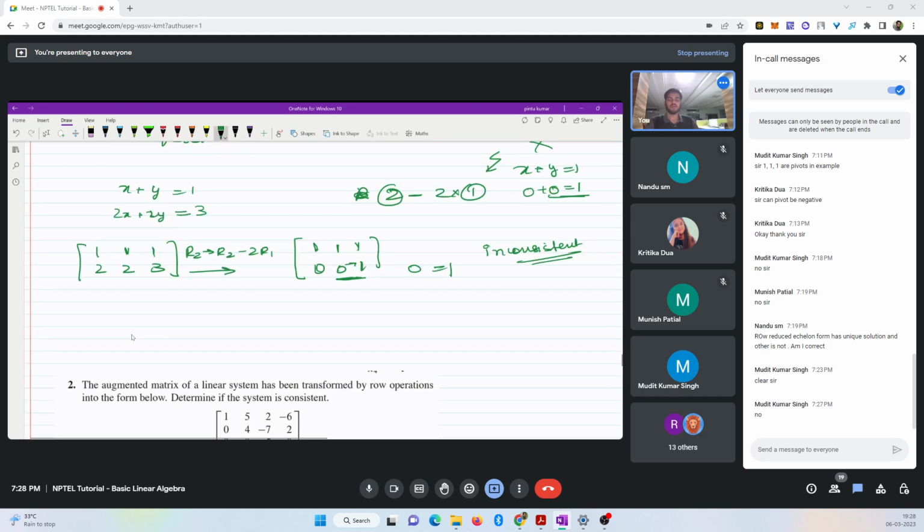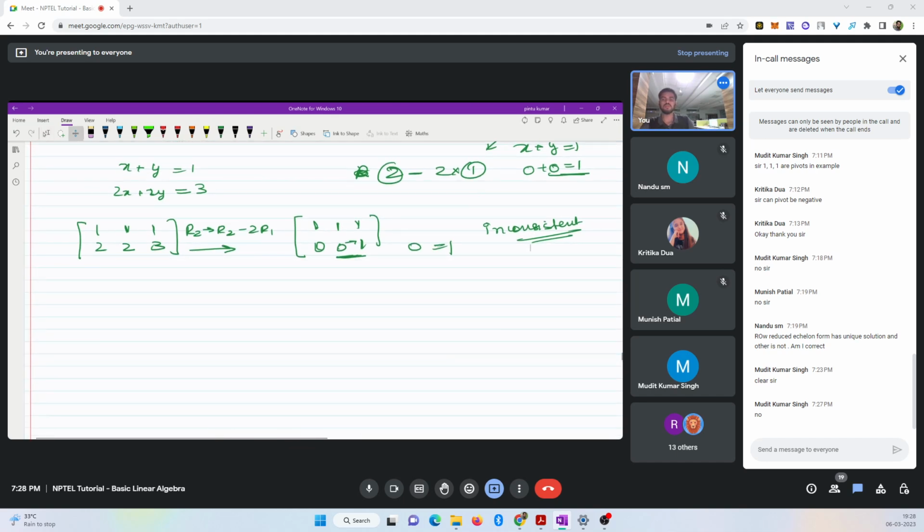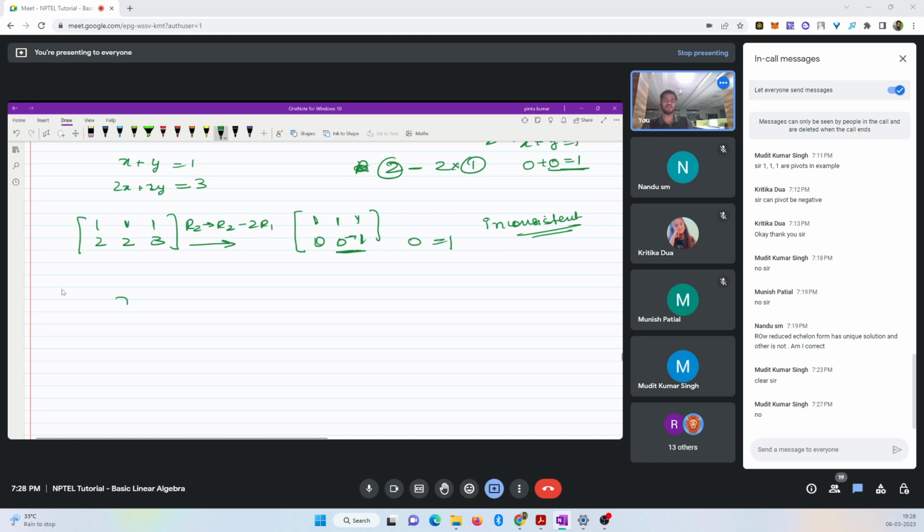Okay. Now let's take one more very small example, that is x plus y is equal to 1, 2x plus 2y is equal to 2. Let's do it by matrix now. I think all of you are familiar with matrix. This is 1, 1, 1, 2, 2, 2. Now if you want to reduce it to echelon form, what we will do is R2 goes to R2 minus 2 times R1. What we will get? This is 1, 1, 1, 0, 0, 0.